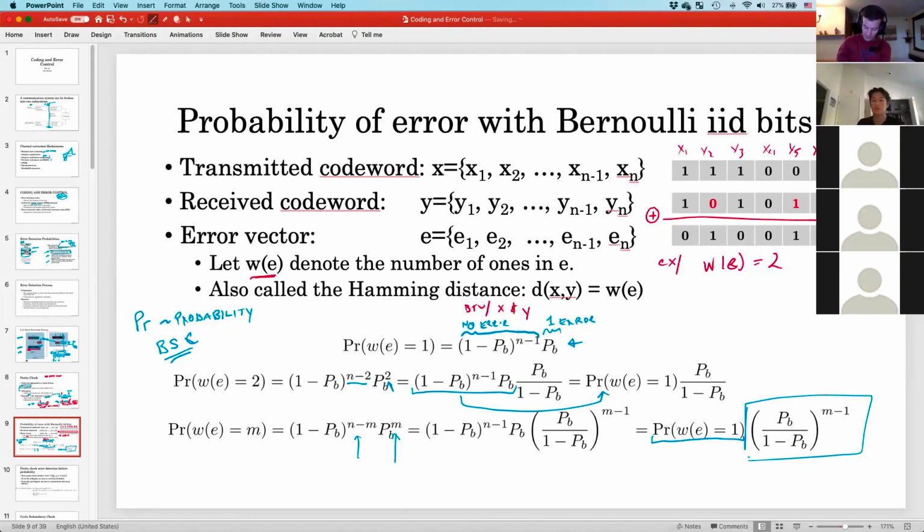I hope you see that, in broad strokes, if PB is a small number, 1% or 0.1%, then this gets small real quick. This last quantity is a small number over something close to 1 raised to a big power, so it's going to be quite small. The probability that multiple bits get flipped in a binary symmetric channel goes down geometrically.